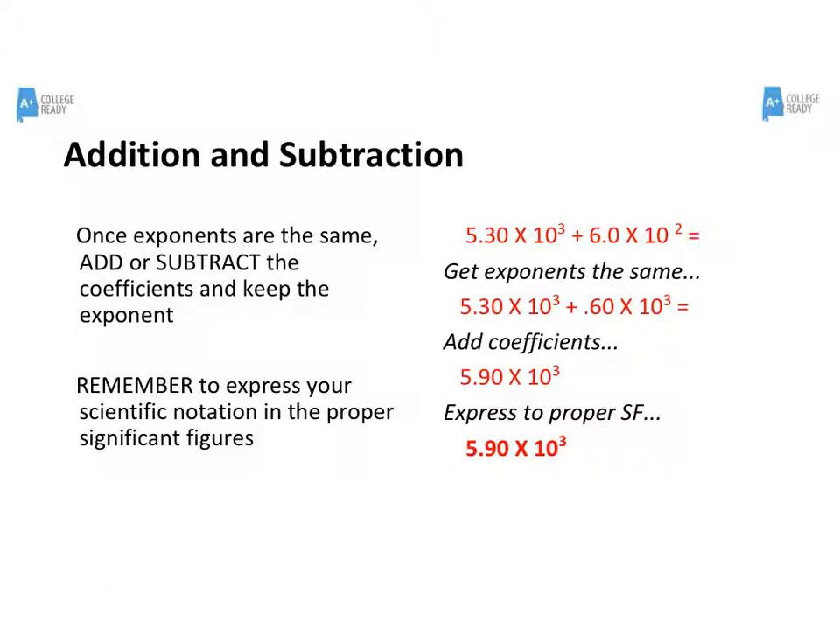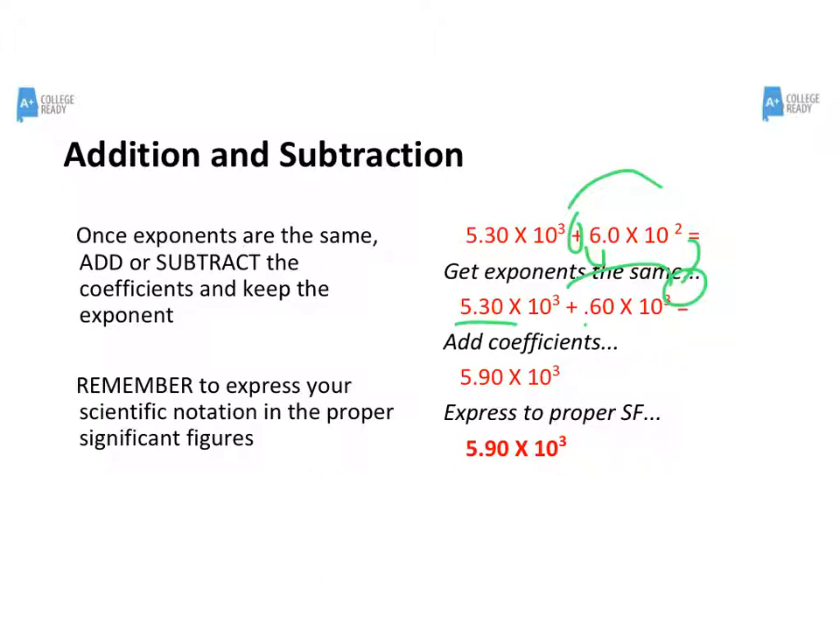Once those exponents are the same, add or subtract the coefficients and keep the exponents. Remember to express your scientific notation in the proper significant figures. Once again, we've got exponents that are different. We're adding. So we're going to move the decimal in one of these numbers so that the exponents are the same. I've chosen to move this one to the left. That makes the exponent larger. Now we have 3 as the exponent in both of the values.